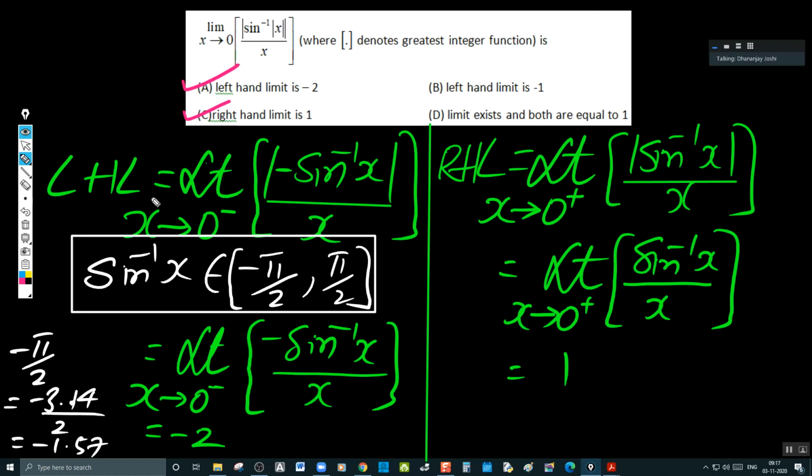But they have told us that it is tending to 0 from the negative side. So it should be minus 1. Sir, it should be minus 1. And the right hand limit should be 0 and the left hand limit should be minus 1.